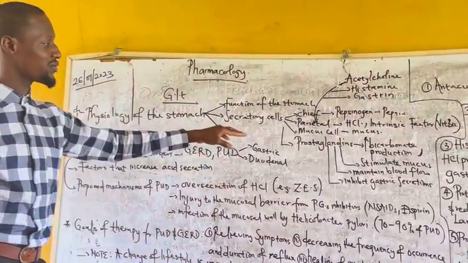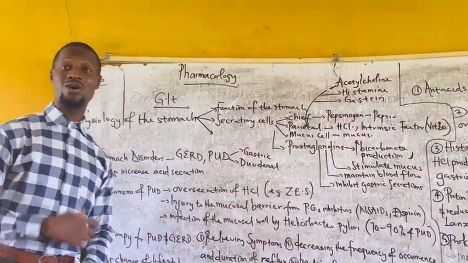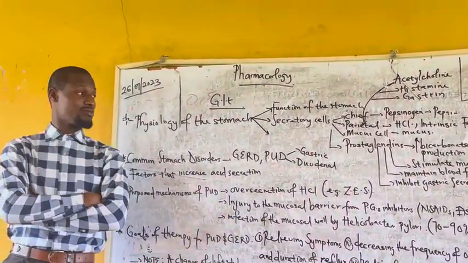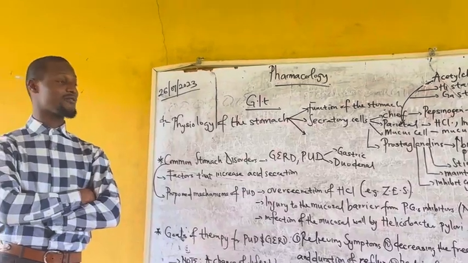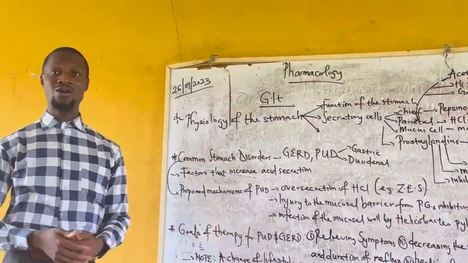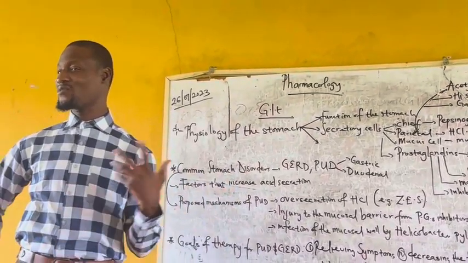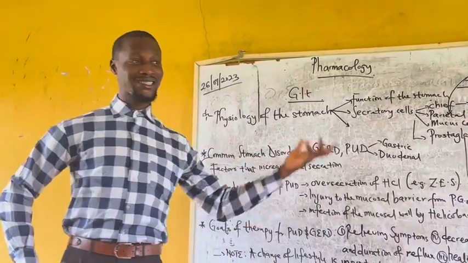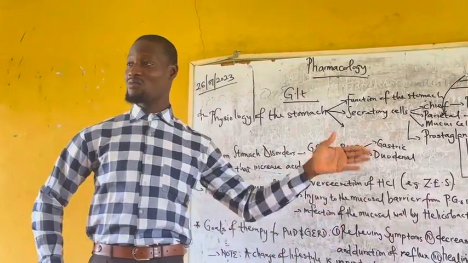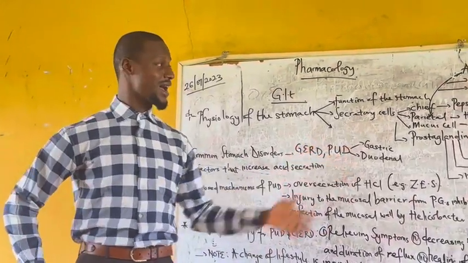Now, the third secretory cell here are the mucous cells. Mucous cells will secrete mucus. That's their function. What do we do with mucus? Mucus will help to line the stomach to prevent mechanical injury. Because the acid will cause wear and tear, the mucus will prevent this wear and tear.